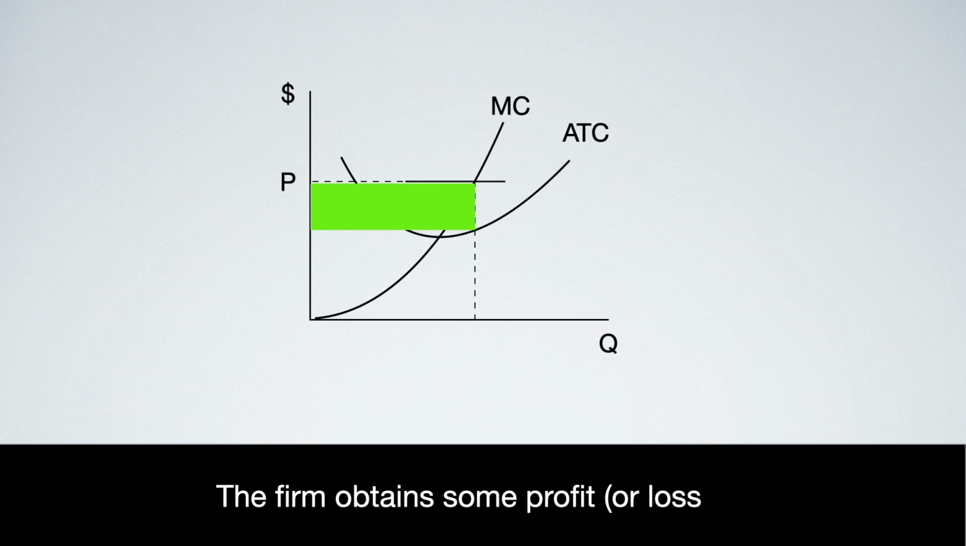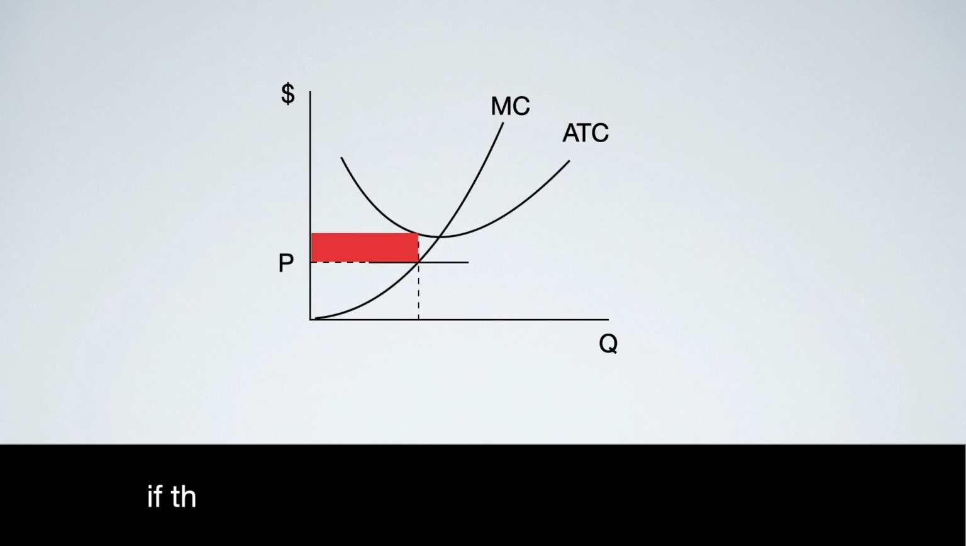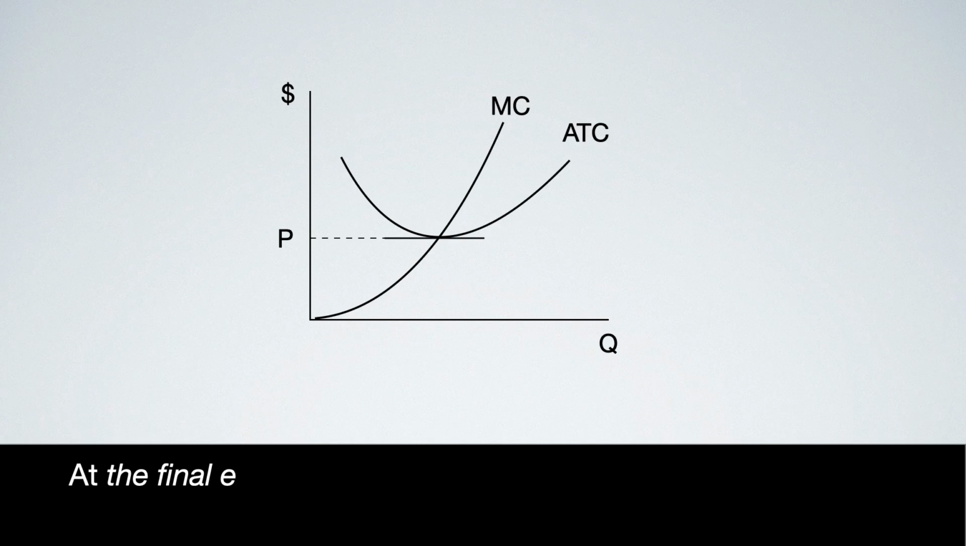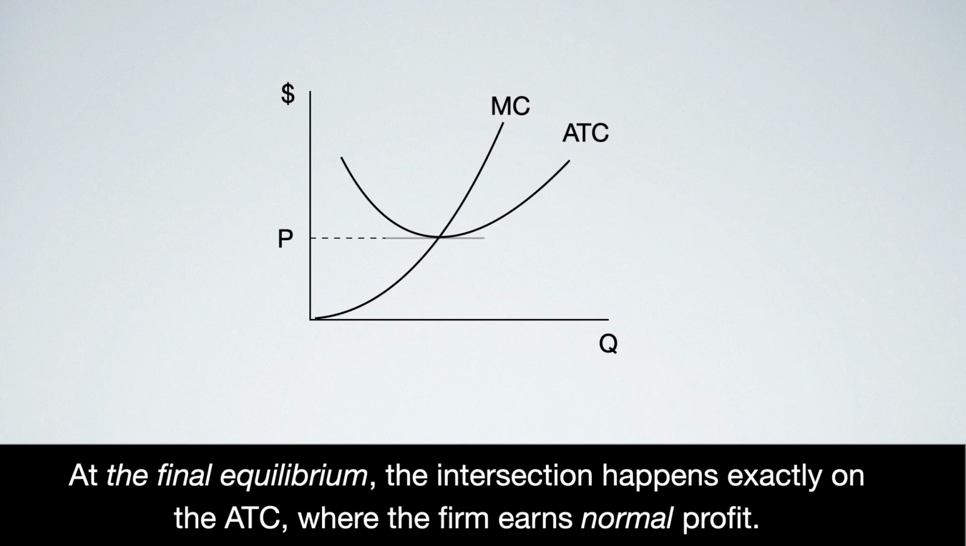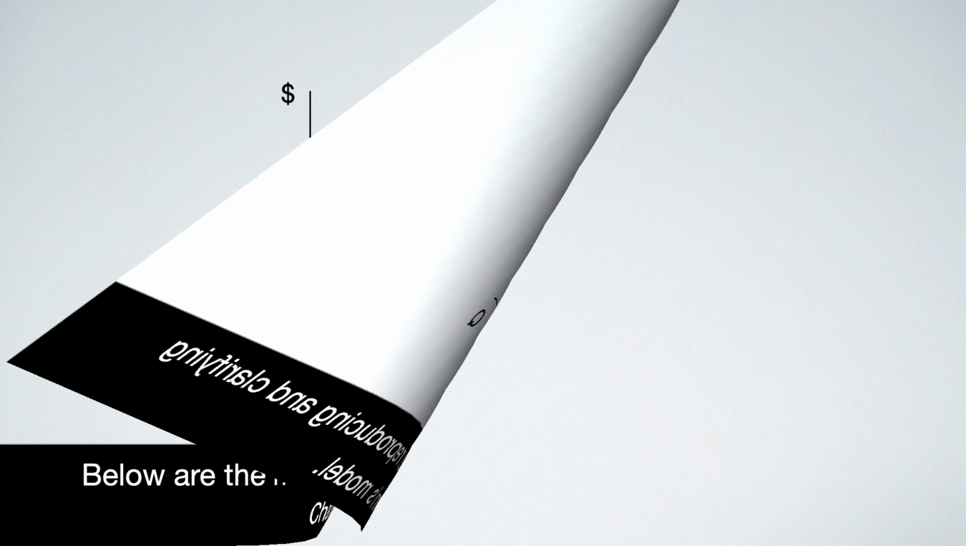The firm obtains some profit, or loss, if the intersection lies above, or below, the ATC. At the final equilibrium, the intersection happens exactly on the ATC, where the firm earns normal profit. Below are the mathematics for reproducing and clarifying Chamberlin's model.